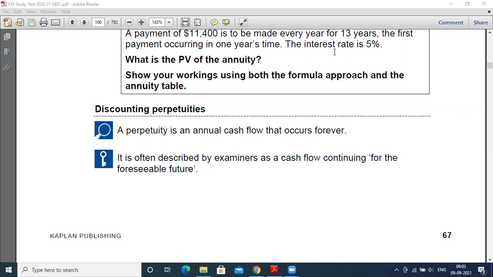So, any query on NPV calculation? I hope whatever we discussed on NPV up to that, the concept is clear. Now, shall we go with perpetuities?